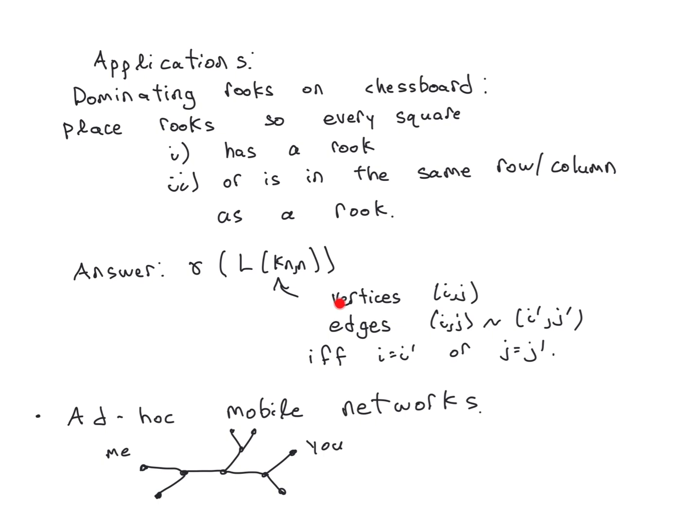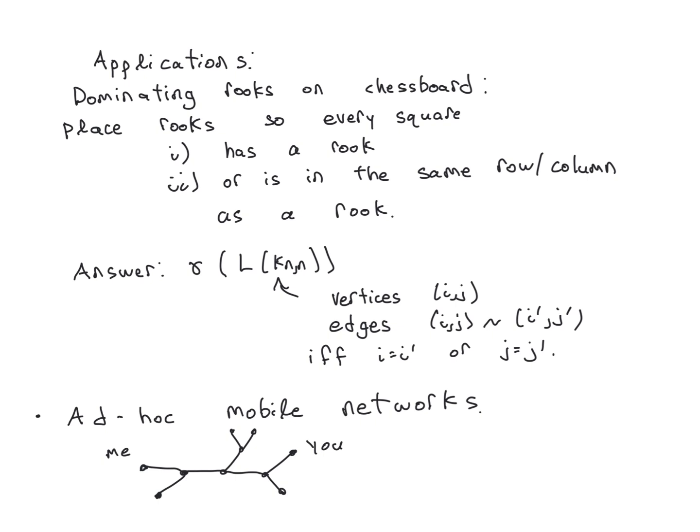Because remember, the line graph's vertices are the edges of the original graph, so the vertices are (i, j), and then you have edges in your line graph where the edges in the original graph intersected, which means (i, j) is adjacent to (i', j') if the first coordinates are equal or the second coordinates are equal. In other words, these are row and column entries in the chessboard, and two squares in the chessboard are adjacent if they're in the same row or column.